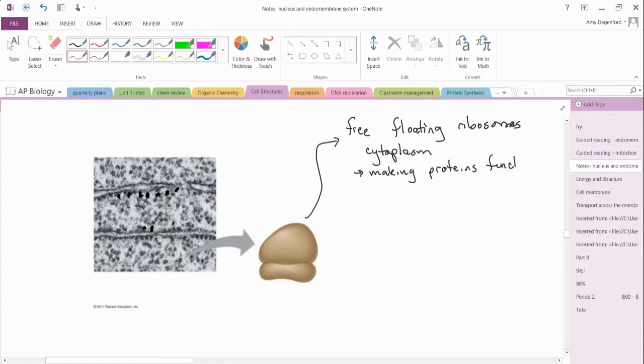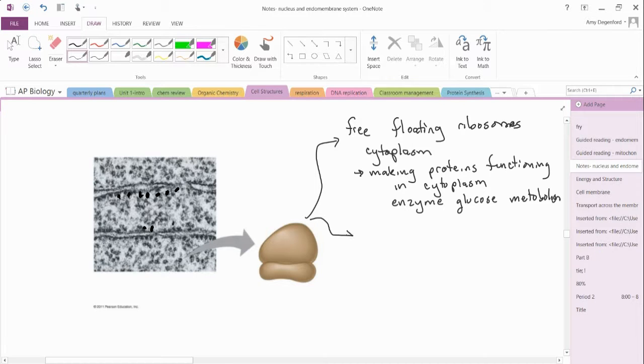So they are going to be making proteins functioning in the cytoplasm. A good example of this might be an enzyme that is involved in the metabolism of glucose. As glucose enters the cell, it's going to be within the cytoplasm, and so you could have an enzyme right there that is going to add or join something to the glucose or start breaking it apart, and that would be from a free-floating ribosome.